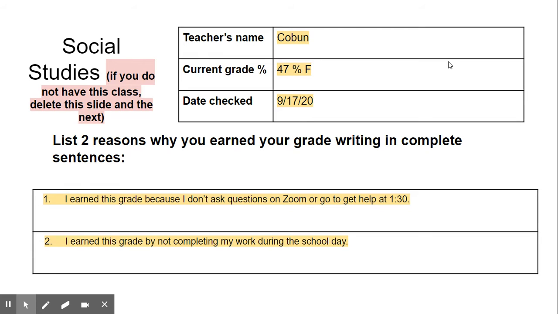And I know that you told me to go back and email them and do some of the missing work, but I didn't do that. And so now I have to be honest with you and tell you that I didn't do that. And so why did I get an F, right? When I was a B student in language arts, I earned this because I don't ask questions on Zoom in this class, and I don't go to Zoom help at 1:30. I didn't complete my work during the school day.